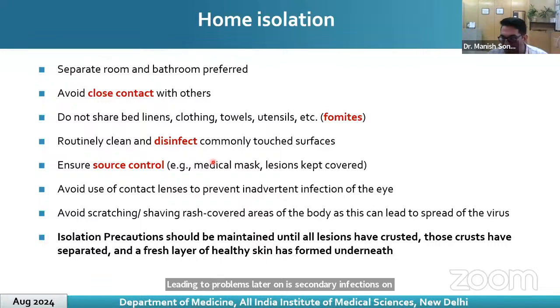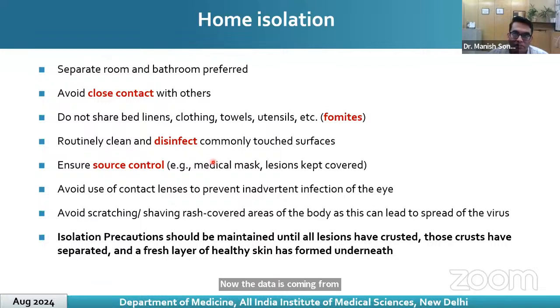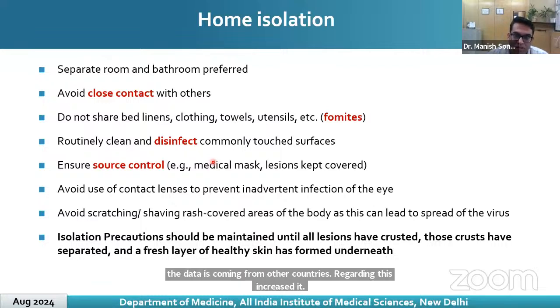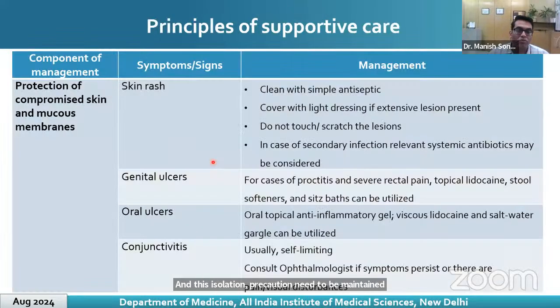Now the data is coming from Congo and other countries regarding increased deaths. We would be anticipating some more granularity in the data to understand what is leading to these deaths. Is it the primary disease, that is the viral disease, the viremia, which is causing the problem, or is it the secondary bacterial infections coming into the picture? Because then the management becomes quite different and the outcomes also become quite different. And these isolation precautions need to be maintained till all the lesions have crusted and a fresh layer of healthy skin is formed.